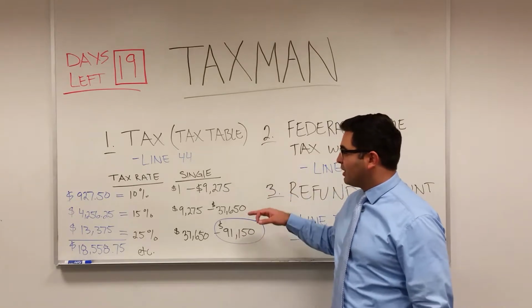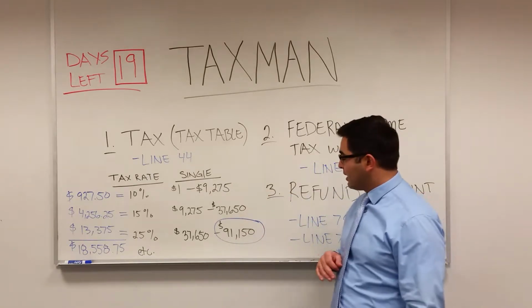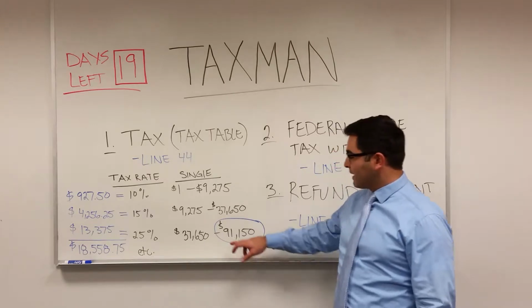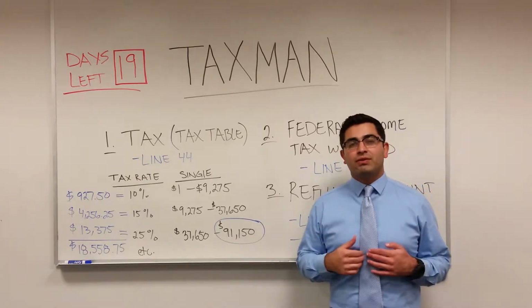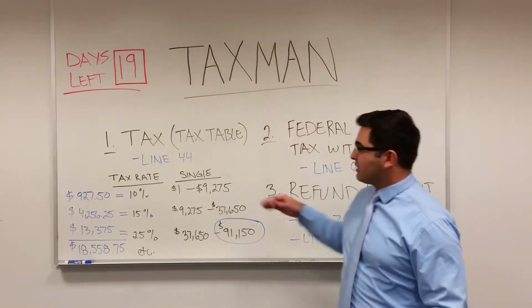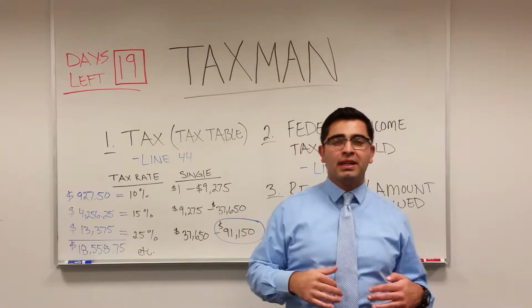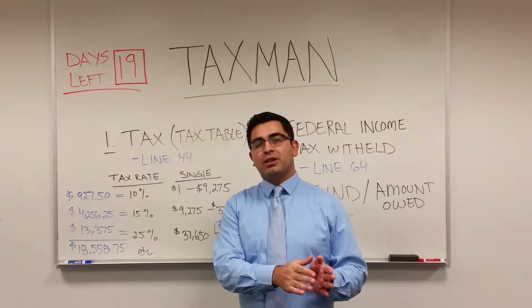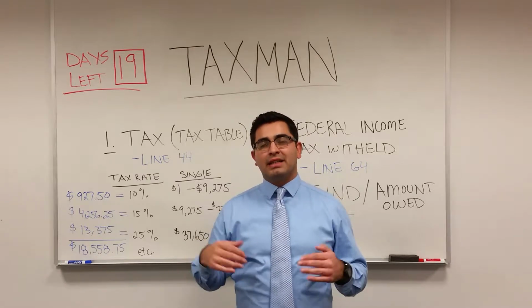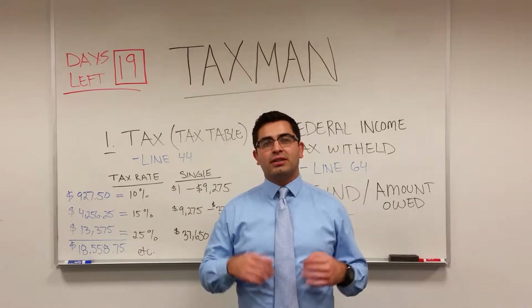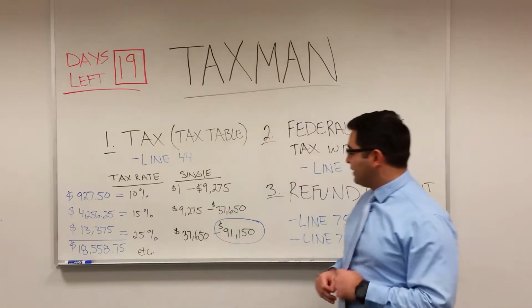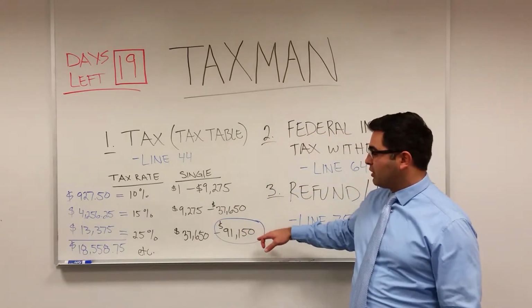Here is an example of a single individual that has taxable income of $91,150, and we'll be calculating the tax using the tax table. So the way the tax table works is it divides your taxable income into different segments, and it taxes each segment at its own tax rate. So here, this individual makes $91,150.